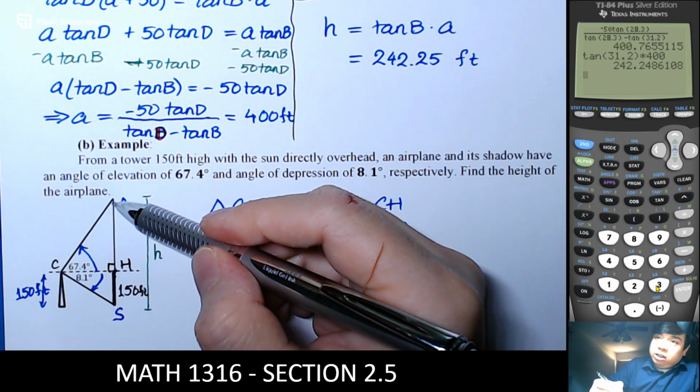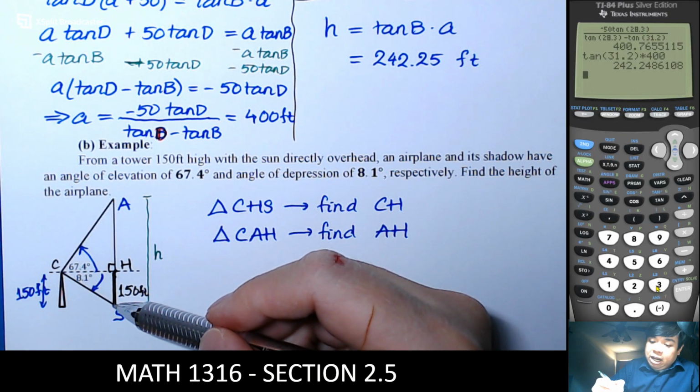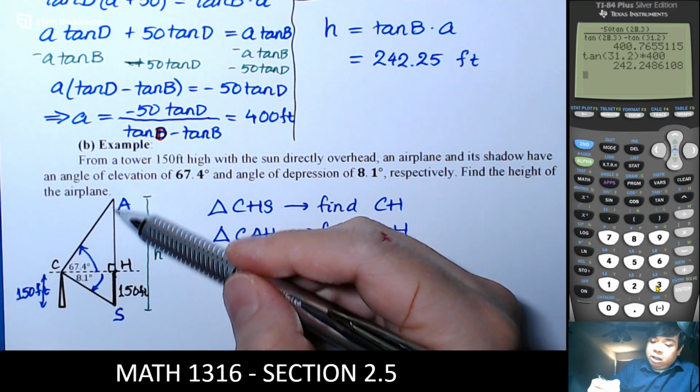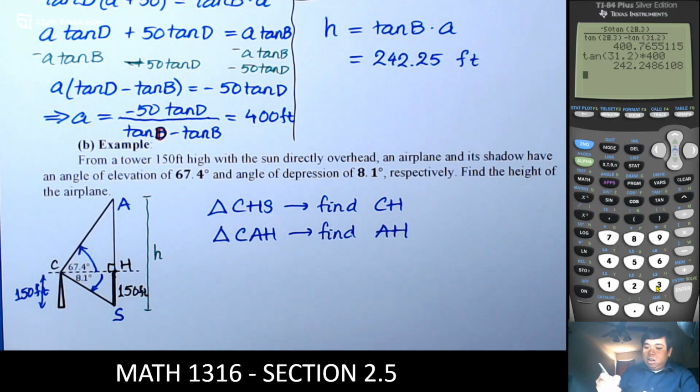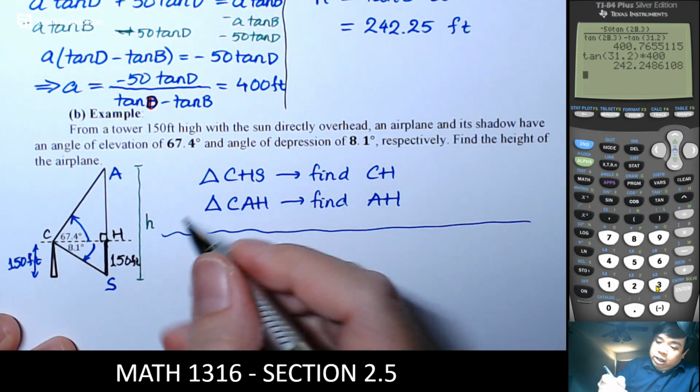So the game plan is we look at the triangle CHS and try to find CH. After we find CH, we look at the bigger triangle CAH, and since we know CH, we can find AH. And finally, the height of the airplane will be from S to H and then H to A, so 150 feet plus AH. So that is the game plan. So first, the triangle CHS.